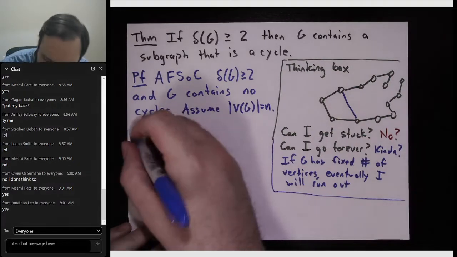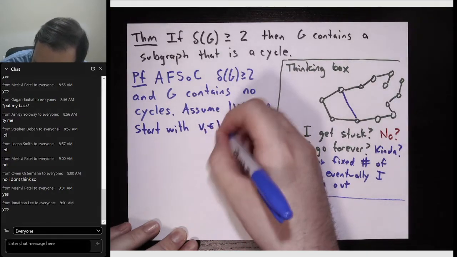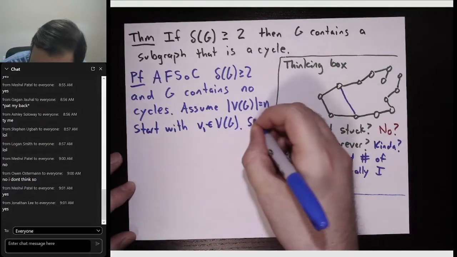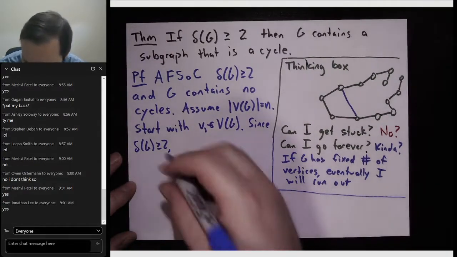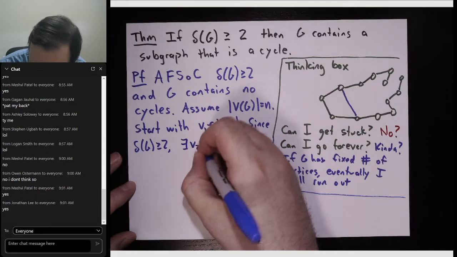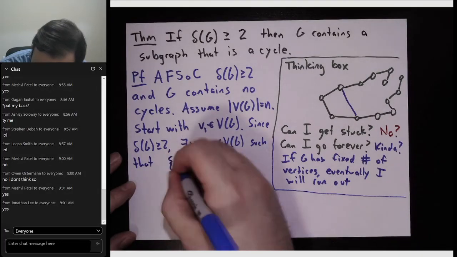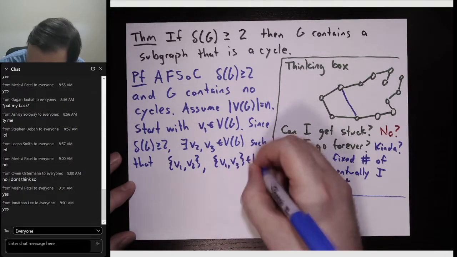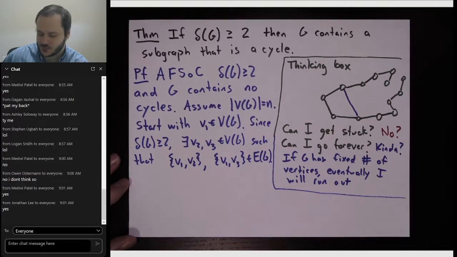Okay. So I'm going to start with some vertex v1. And since my minimal degree is at least 2, there are 2 more vertices, v2 and v3, such that v1, v2, and v1, v3 are in my graph. Then I can just focus on v3.